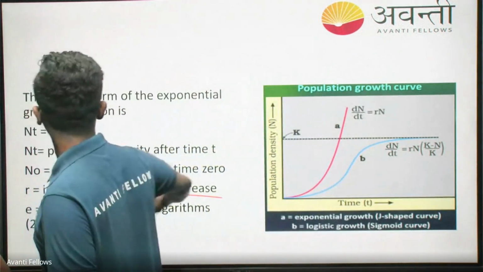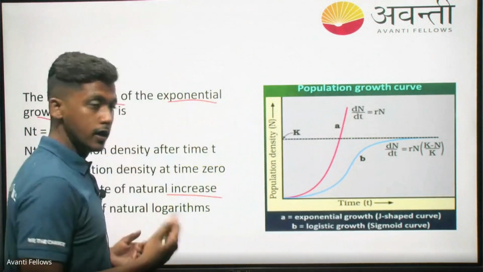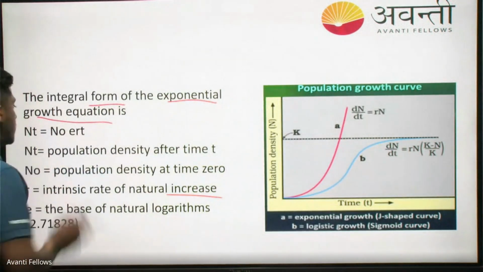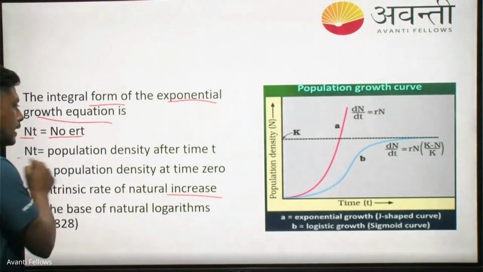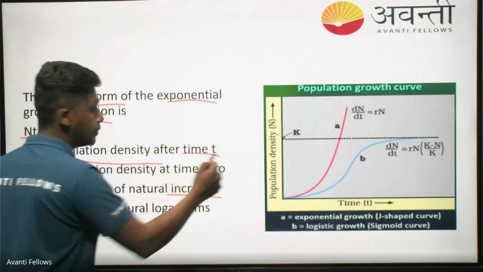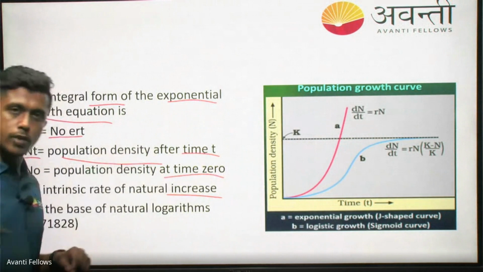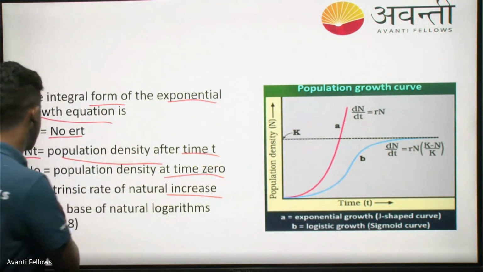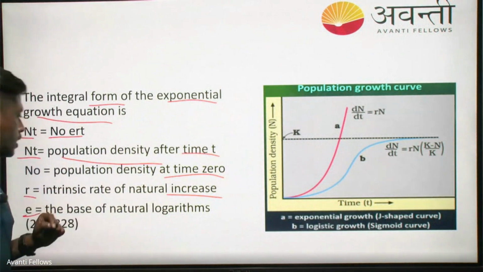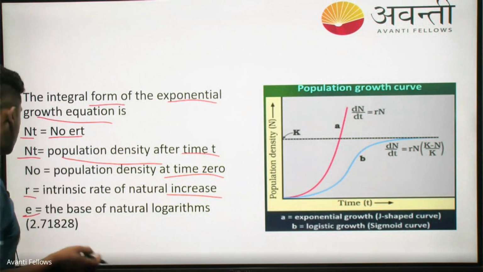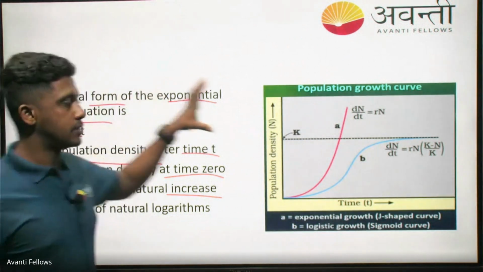Now, if you talk about the integral form of the same exponential equation, if you integrate dN by dt, you get N_t equals N_0 e^(rt), where N_t, as I told you, is the population density at time t, whatever time we're considering. N_0 is the population at time zero, so we have to start at one point and then go. r is the intrinsic rate of natural increase, which I told you about. e is the base of the natural logarithm, that is 2.71828. So if we do this, we get the curve for exponential growth.